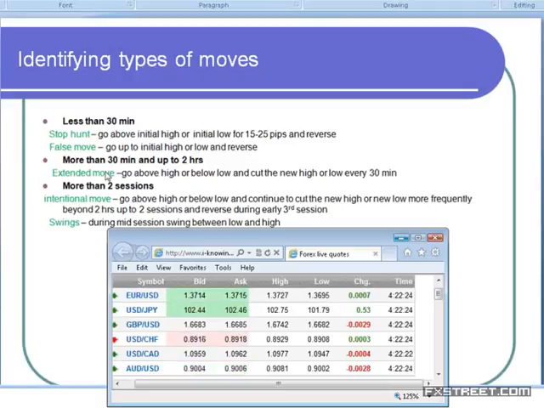So always they make an extended move before the intentional move. After the intentional move, when the new session starts, they make a stop point. During the gap time, they make a false move. And during the data release time, they make a false move. So if you identify what move they are definitely going to do, then your trade ideas following the market timing should really work very well, and consistently you should be able to earn money from the market.